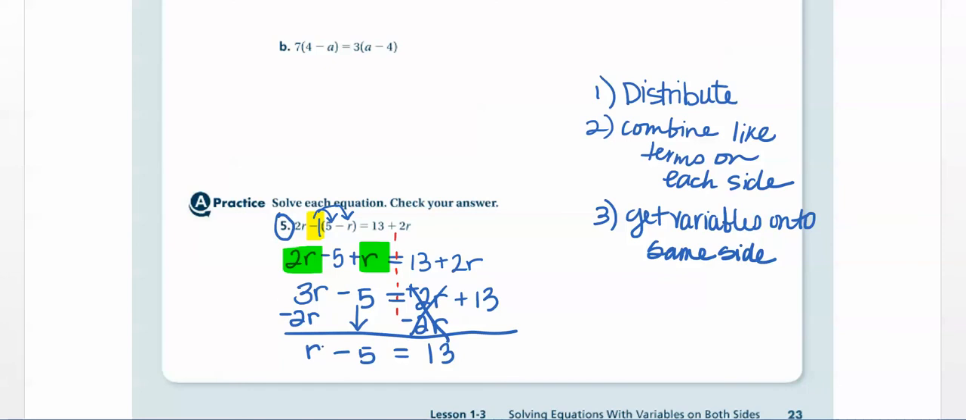We're almost done. There's only one thing happening to r. We're subtracting 5 from it. So to do the opposite, we're going to add 5. And our answer is r equals 18.